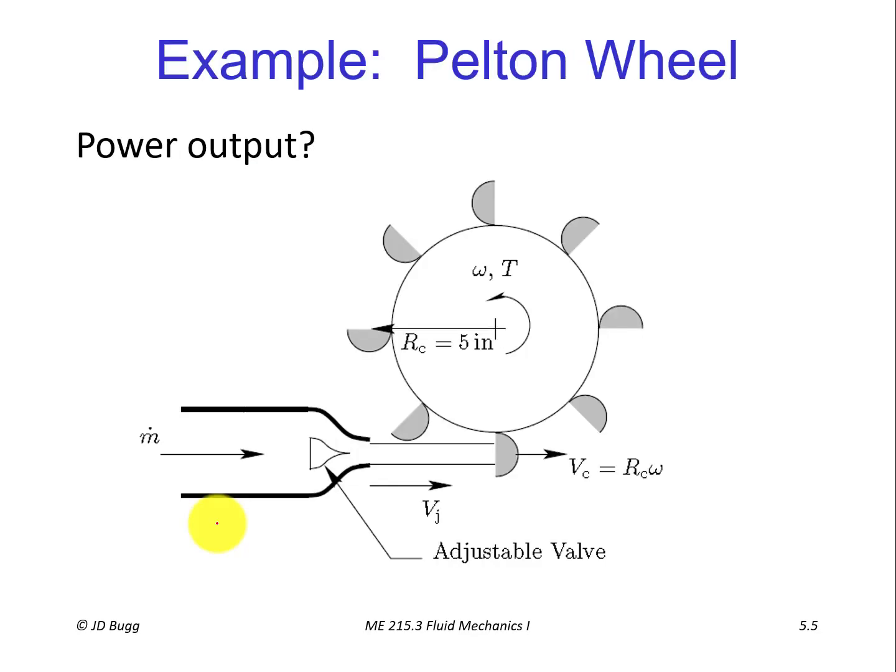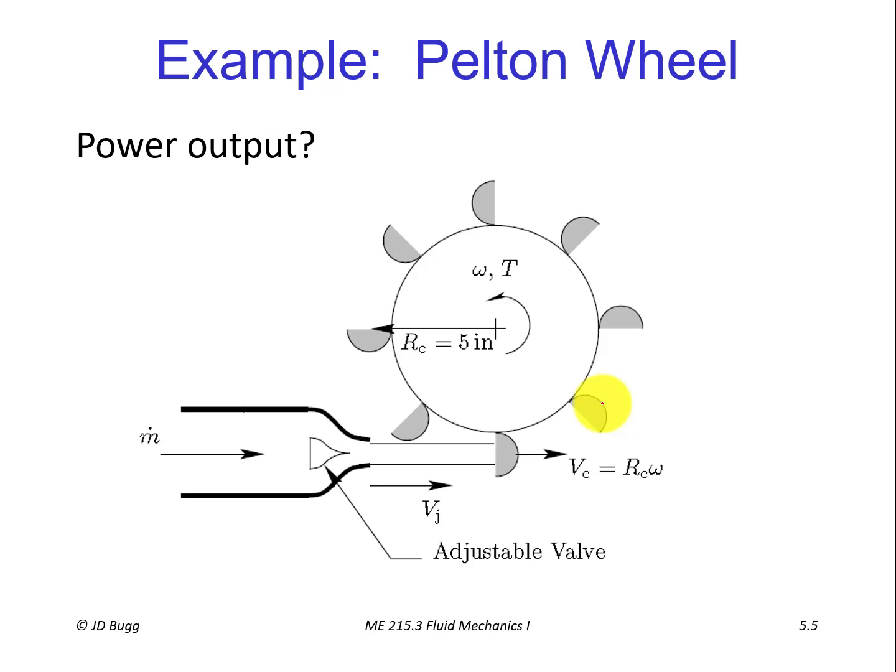Now, the second example I'll give is another one that should be familiar to you from one of the labs that you did a little while ago, and that's the Pelton wheel. So you'll remember the Pelton wheel lab. We have a rotating wheel here with a bunch of cups on it, and there's a jet of water hitting those cups and producing a torque. So the wheel rotates and does some work for us.